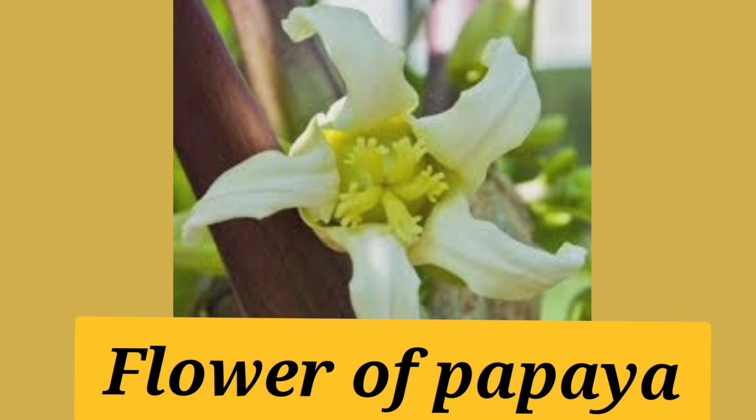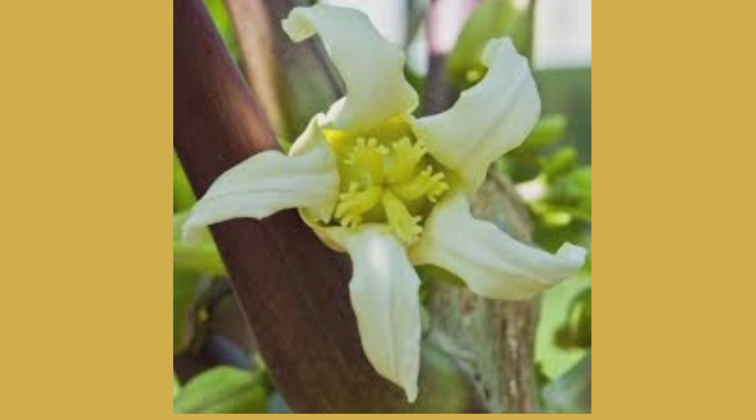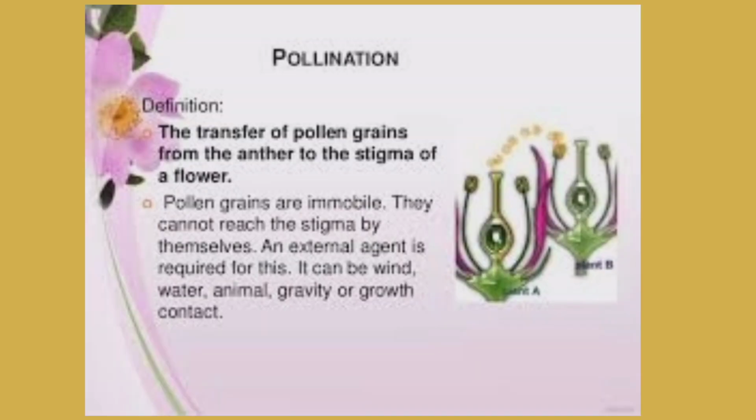Pollination. Under pollination, we are going to see the definition of pollination, types of pollination, and agents of pollination. What is meant by pollination? First, we'll discuss the concept and then we'll go to the definition. A flower has both male and female parts. The male part is known as the stamen, the female part the carpel. We have already discussed this. The female part is the gynoecium, the male part is the androecium.